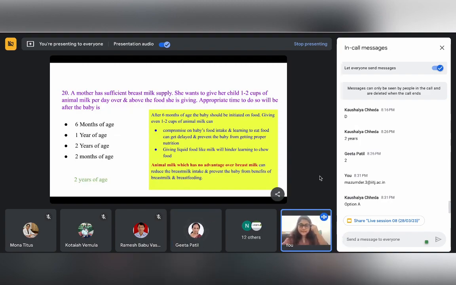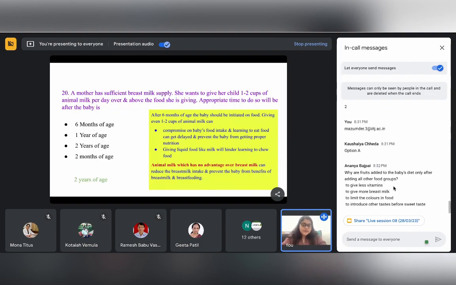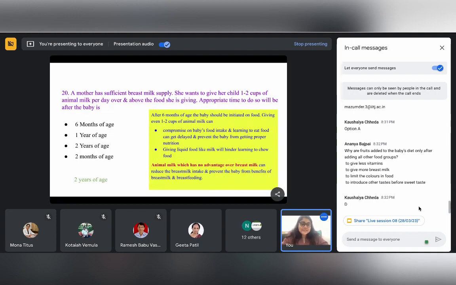Thank you. So are there any doubts related to previous sessions or anything? Ananya Bajpai asks: why are fruits added to the baby's diet only after adding all other food groups? To give less vitamins, to give more breast milk, to limit the colors in food, or to introduce other tastes. The answer to this question is to introduce other tastes before sweet taste, right?